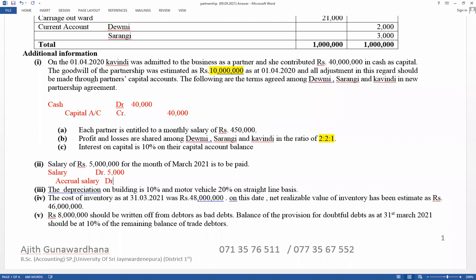Therefore, think how to adjust accrual expense. Company also it has given like that. Therefore, salary account debit, accrual salary credit 5,000.